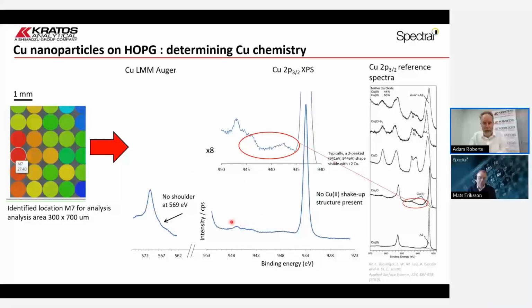By looking at the copper 2p and making a very simple empirical reference to reference data, we can make a conclusion about the chemical state of the copper nanoparticles. In this case, because we don't see the very distinctive shake-up structure, we very quickly identified the chemistry as copper(I).